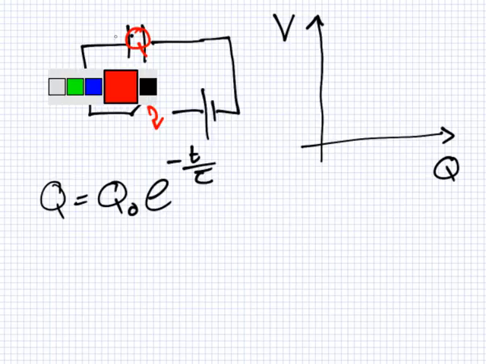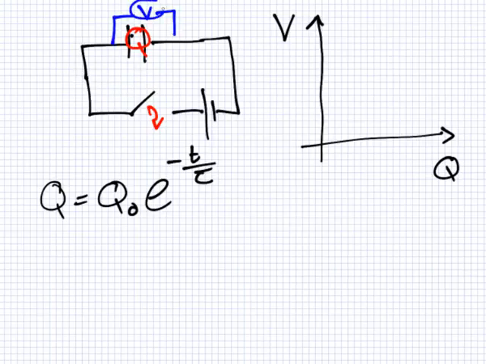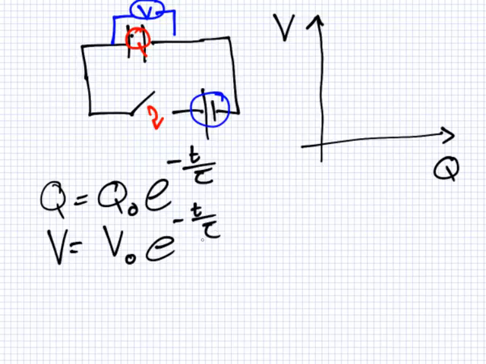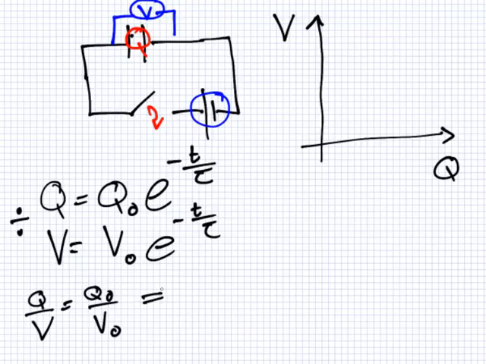Now, if I put a voltmeter here, what happens to this voltage? Is it going to be the same as this? Well, it will be, but not at the start. What happens at the start? Increases in the same way, doesn't it? Now, if I divide these, I get Q over V equals Q0 over V0. So that means V equals V0 over Q0 times Q.